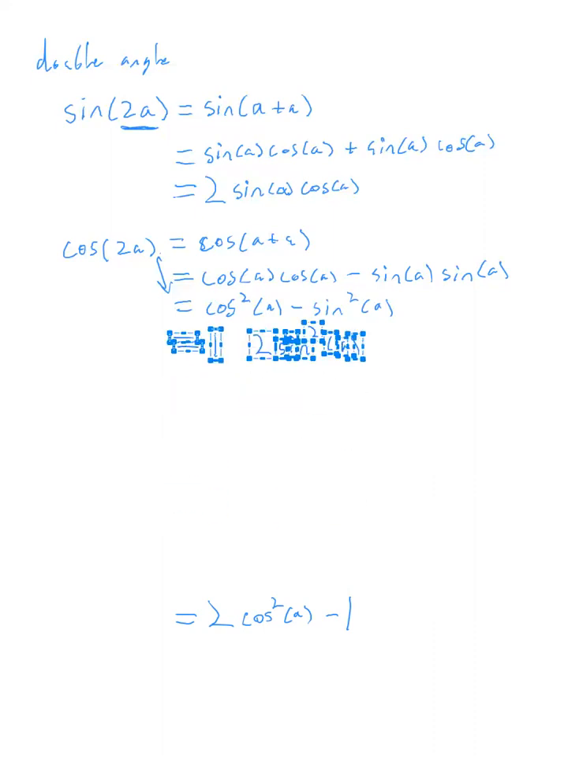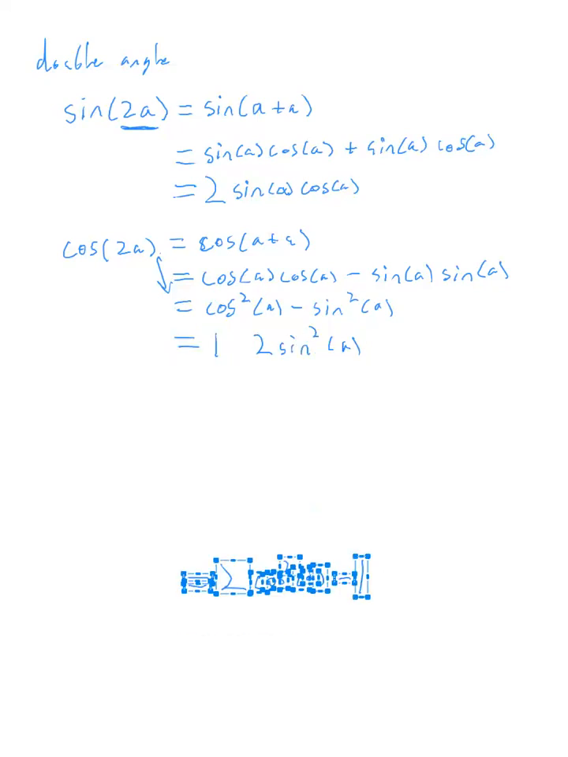Incredible. So we have cosine of 2A is equal to 1, where did the negative sign go? 1 minus 2 sine squared and 2 times cosine squared minus 1.